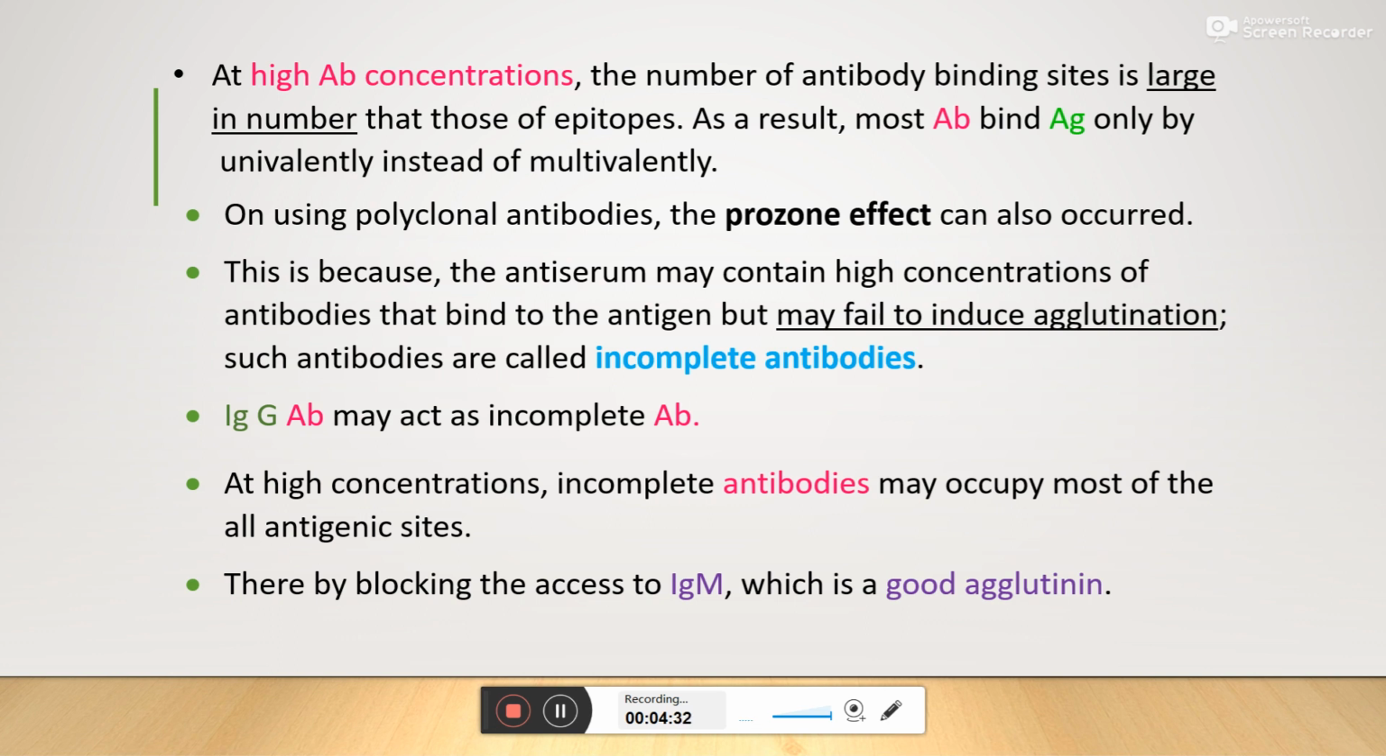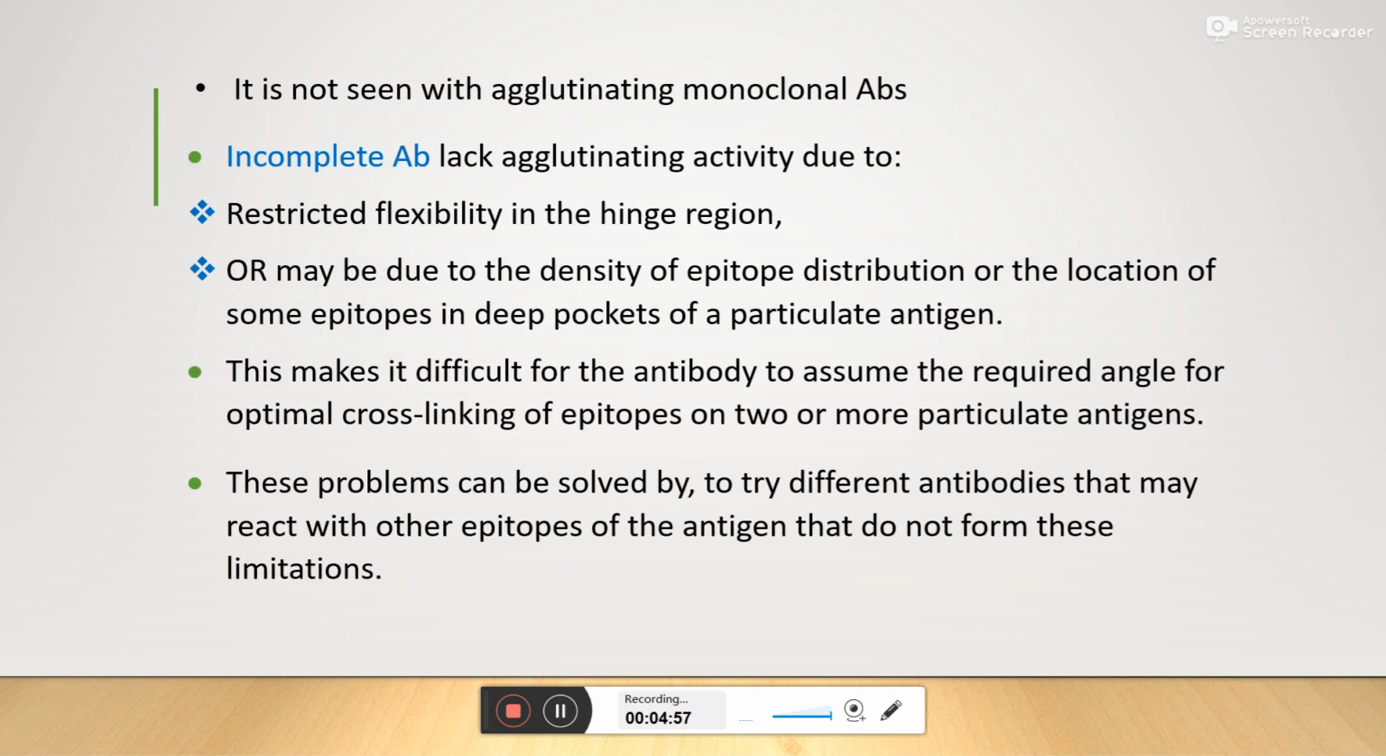This will lead to blocking of IgM. IgM is a good agglutinin, and at a high concentration of this incomplete antibody, it blocks access to the IgM. That's what the incomplete antibody IgG does at a high concentration. This is not seen with agglutinating monoclonal antibodies.